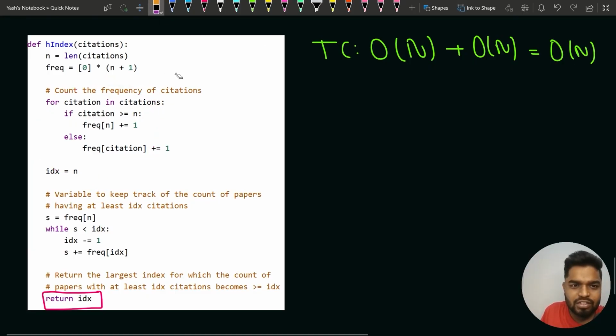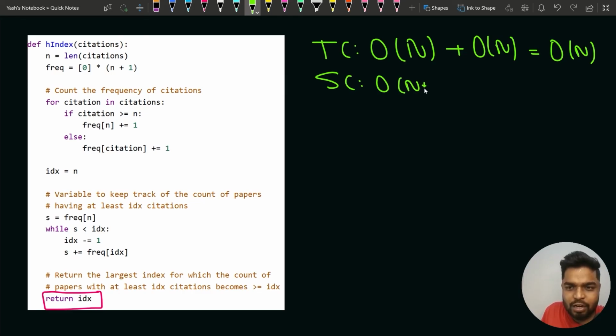And how much is the space complexity? Space complexity is order of n, because we have declared one frequency array of n plus 1 size. So the space taken will be order of n here. And this is a much more optimal approach. This question has previously been asked in companies like Google and Microsoft. So I hope you have understood the logic for it.